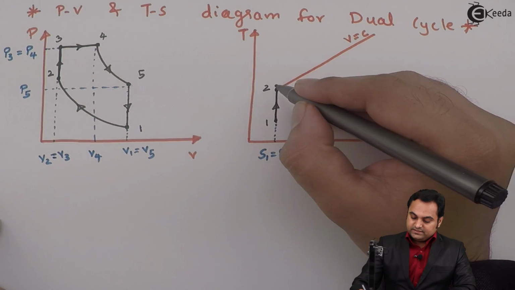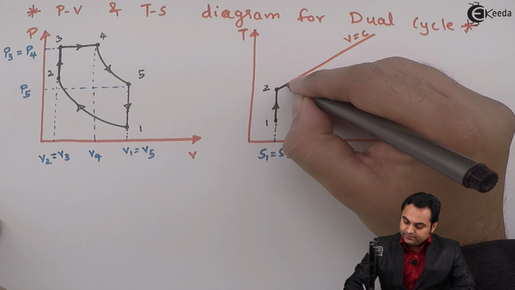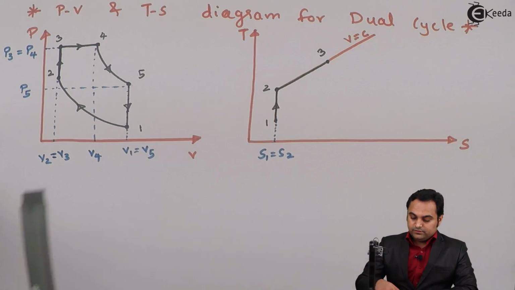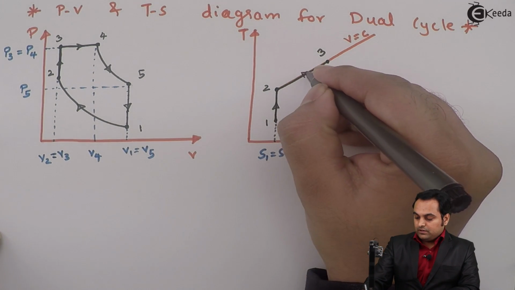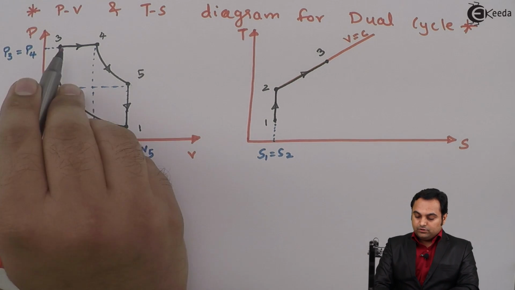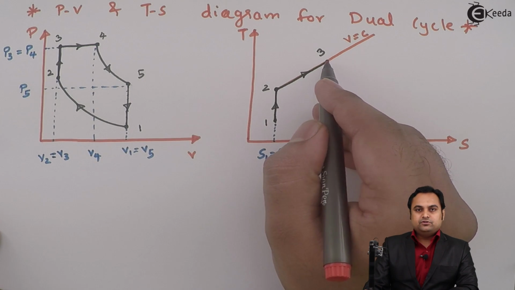So heat is added at constant volume from 2 to 3. So here the heat would be added at constant volume 2 to 3. Now after constant volume heat addition, next is constant pressure heat addition from 3 to 4. So from 3 to 4 it would be constant pressure.